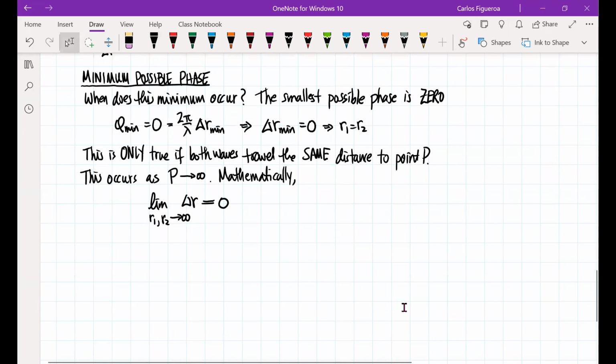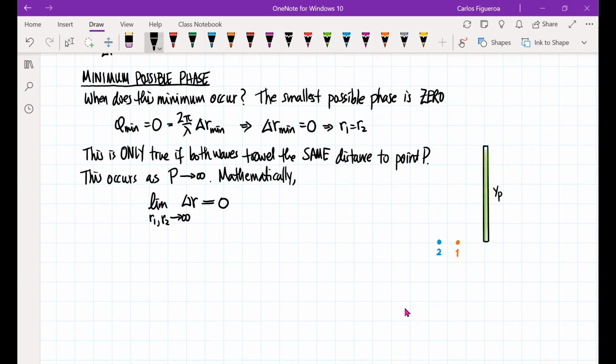So how do I sketch this thing? So what I'm going to do, let me draw my screen. And let's say that here's my screen right here. And what I'm seeing here is that I have two sources. I have a source right here, which is source 1. I have a source right here, which is source 2. And now what I'm going to do here is let y of p approach infinity, where this point right here is infinite. So this is my point P right there.